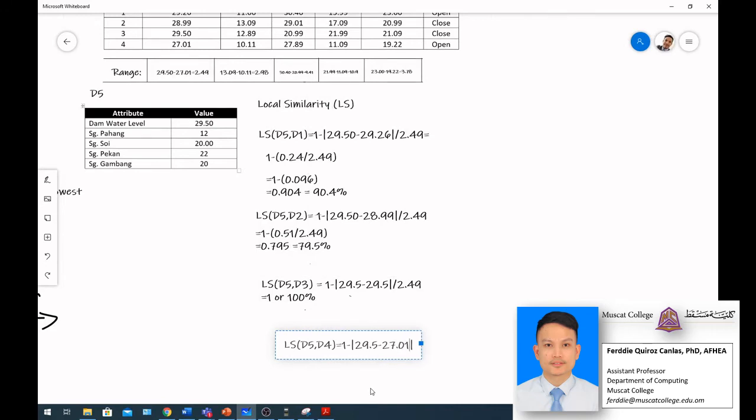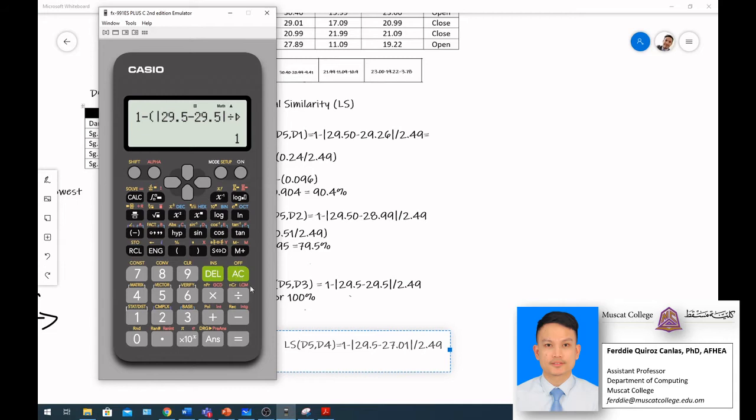Sorry, divide by 2.49. So using the calculator, let's calculate it. Let me just go with the values here: 29.5 minus 27.1. How to delete it? Where is the delete key for this?